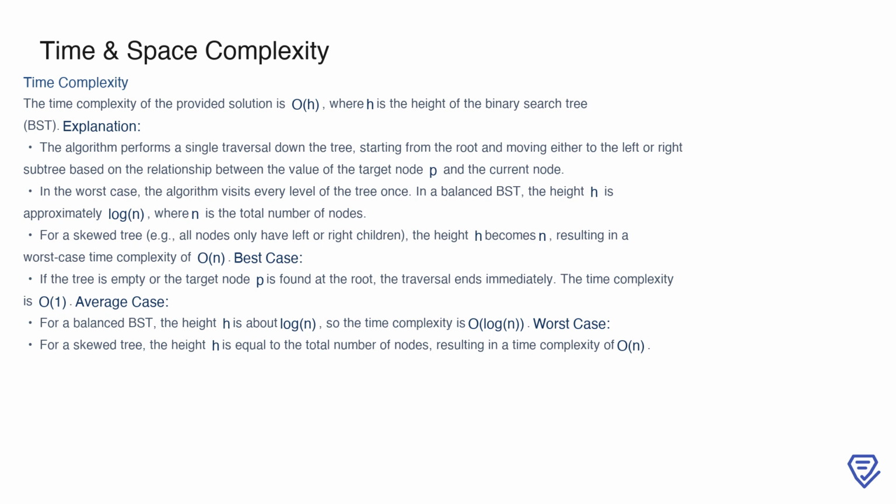In the best case, if the tree is empty or the target node P is located right at the root, the algorithm terminates immediately, giving us a time complexity of O(1). On average, for a balanced binary search tree, the time complexity remains O(log n), but again, for an unbalanced or skewed tree, the time complexity stretches to O(n).